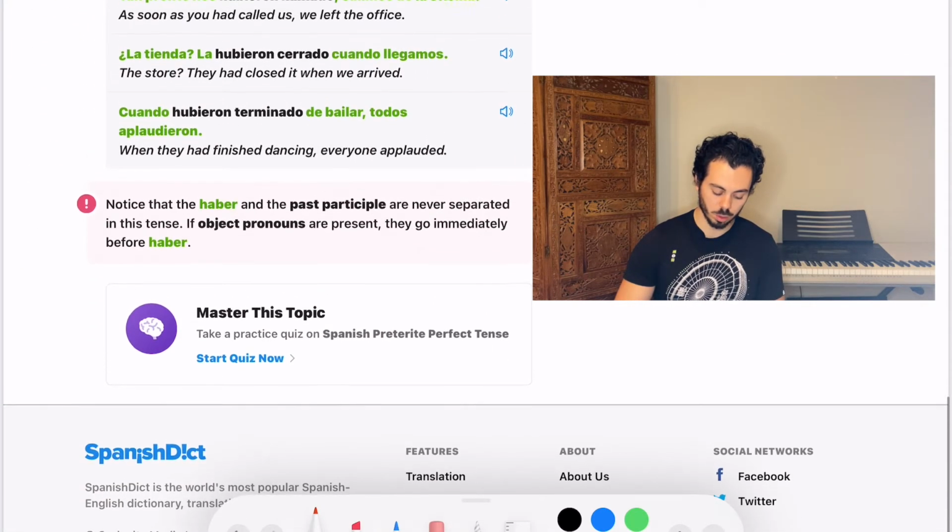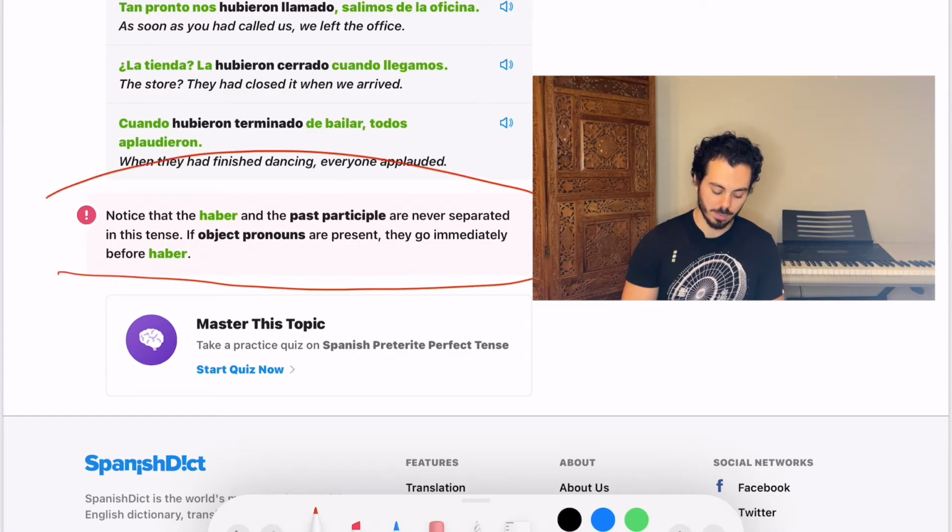So, nothing more to that. Notice that the haber and the past participle never are separated in this tense. The object pronouns are present. They go immediately before the tense.